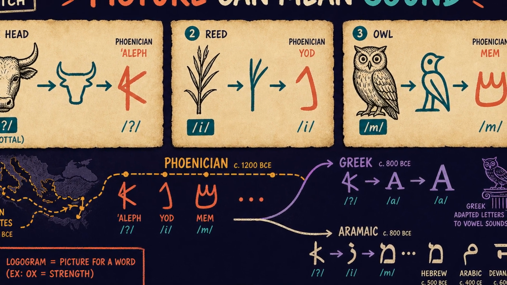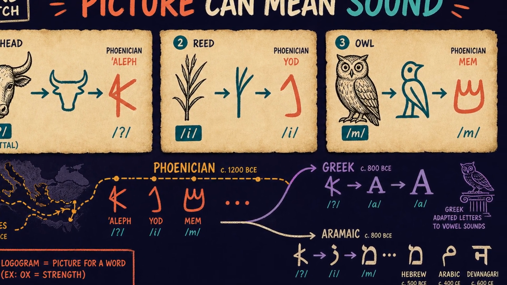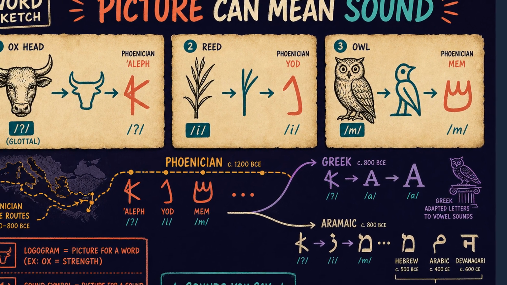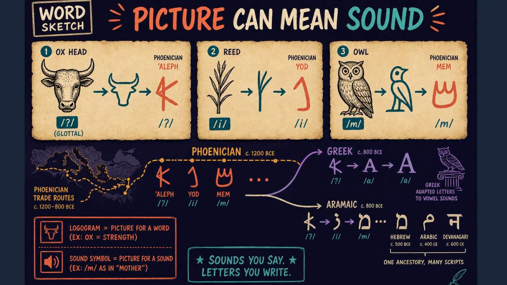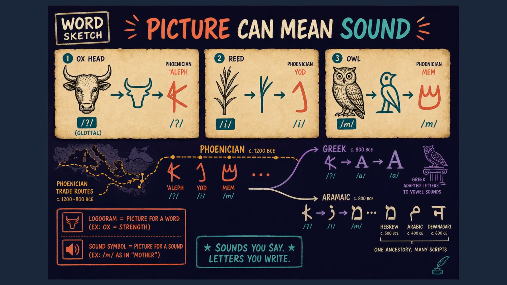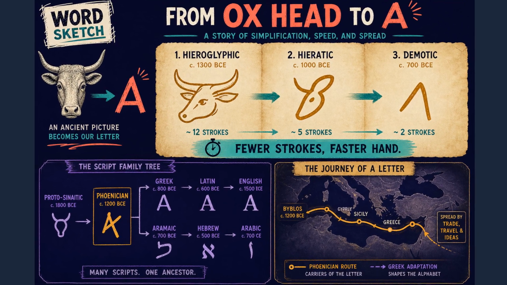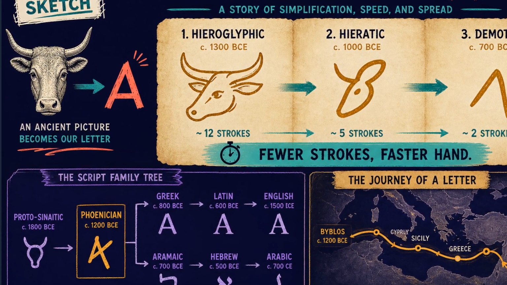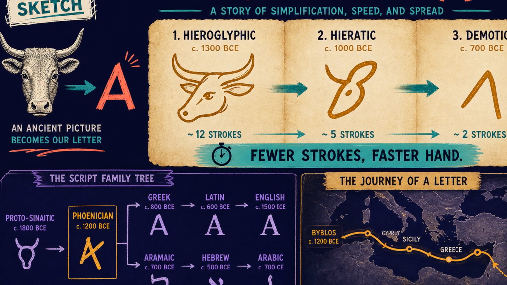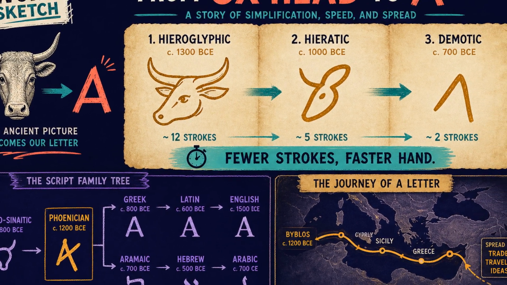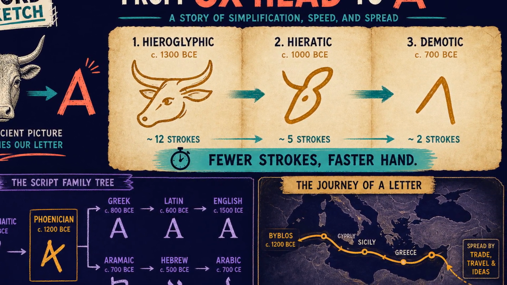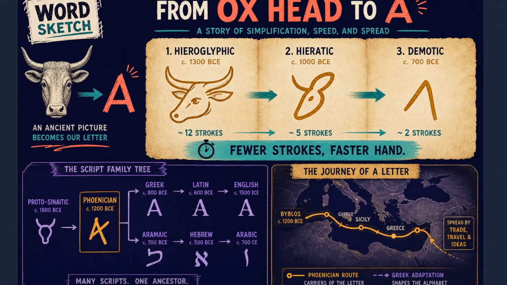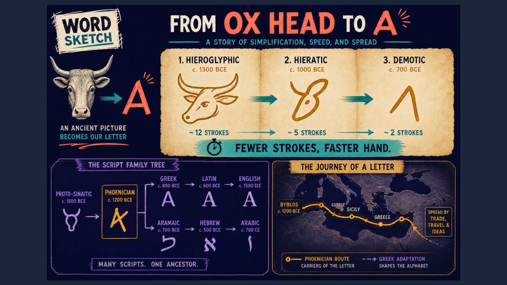A reed leaf could mean a syllable. An owl could stand for the M sound. Scribes already knew that a drawing could point at a mouth noise, not just a thing in the world. While monuments wore full hieroglyphs, everyday Egyptian used faster cursive scripts, hieratic and demotic, where strokes simplified and sound mattered more than artistic detail. Simplification was already happening before the alphabet was born.